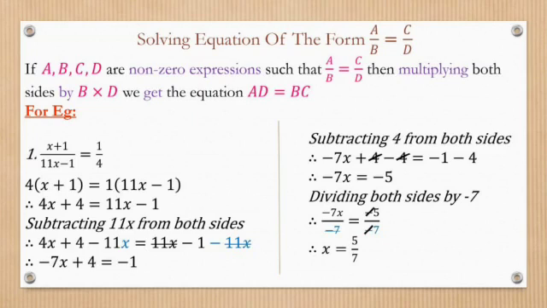Now, you are going to remove what? 4. That is plus 4. So, what are you going to do? You are going to subtract 4 from both sides. Correct. So, minus 7x plus 4 minus 4 is equal to minus 1 minus 4. So, minus 7x plus 4 minus 4 gets cancelled, is equal to minus 1 minus 4, minus minus is plus. So, 1 plus 4 is 5. Correct. Sign of the bigger number is minus. So, minus 5. So, minus 7x is equal to minus 5.